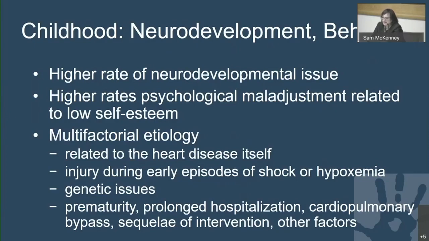There may be genetic issues in up to 30% of the children, as we've discussed, and then a whole host of other issues that may affect these, including prematurity, prolonged hospitalization, cardiopulmonary bypass, and other factors.